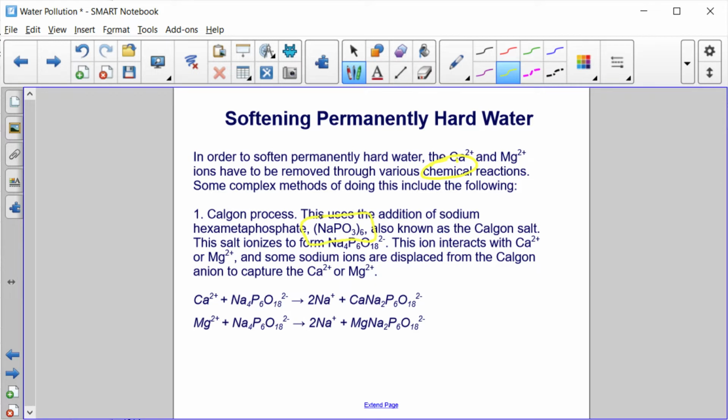This salt ionizes to form Na4P6O18 with a 2- charge. This ion interacts with calcium or magnesium ions, and some sodium ions are displaced from the Calgon anion to capture the calcium or magnesium. As you can see here, a couple of the sodium ions are displaced and replaced by a calcium and a magnesium in this process.